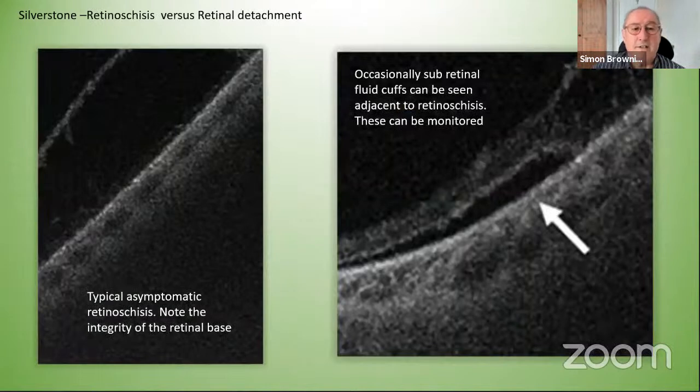And if we look at retinoschisis versus retinal detachment, we see on the left image here a typical asymptomatic retinoschisis. The retinal base is integral. There's no damage there. And subretinal fluid, you get these occasional subretinal fluid cuffs that can be seen next to the retinoschisis. We're not always going to treat just because there's a subretinal fluid cuff there. They can be monitored routinely. And with the use of ultra-wide field OCT, maybe we would refer to the hospital to get an initial opinion. The hospital comes back to us electronically and says, no, we're happy for you to monitor that. So if you've got ultra-wide field OCT, you can monitor these patients.